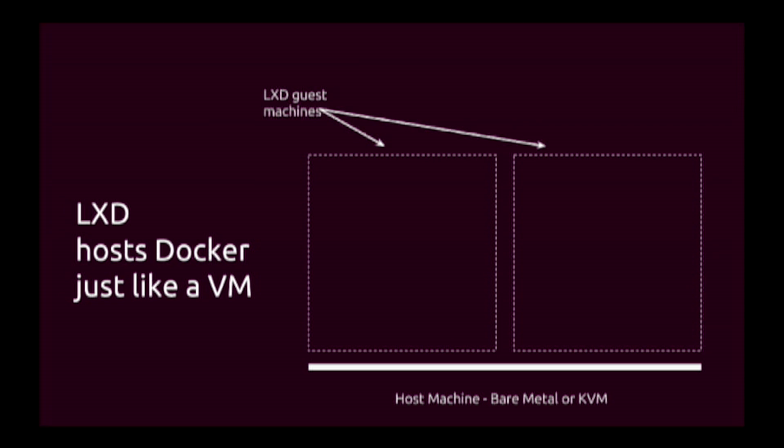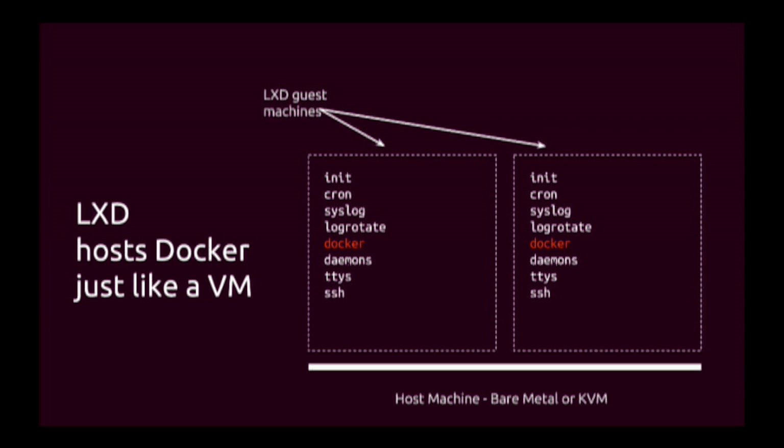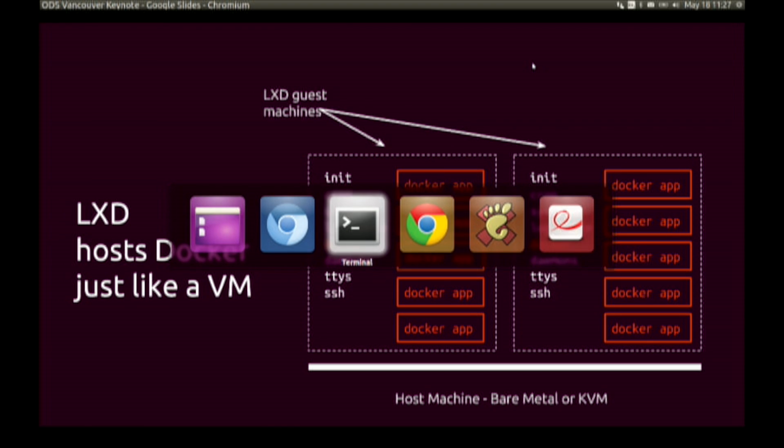So you can take a machine, could be a virtual machine or a physical machine. You allocate guest machines with LXD, and in those you're running everything. You're running init, you're running syslog, you're running all of your log rotation. It is a normal machine, including running Docker. And I'd like to show you that as well.